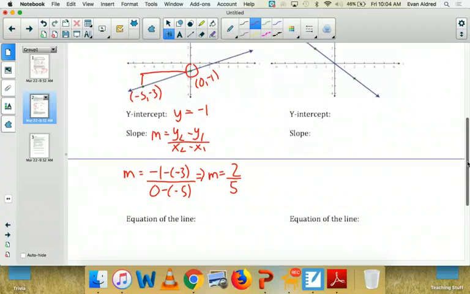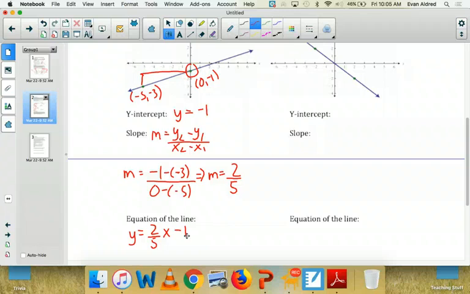Our y-intercept is y equals -1. So when we put it in the form y equals mx plus b, we just start with y. Our m value is the slope, so that's 2/5. And our b value is the y-intercept, so that's -1. So the equation of this line is y equals 2/5 x minus 1.